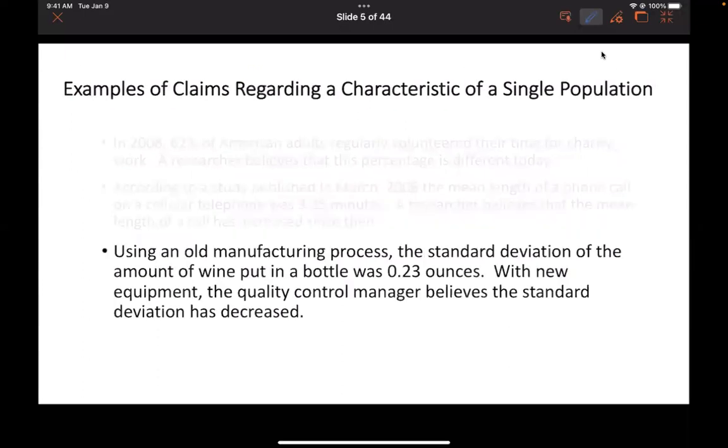Lastly, using an old manufacturing process, the standard deviation of the amount of wine put in a bottle was 0.23 ounces. With our new equipment, the quality control manager believes the standard deviation has decreased. So they had their standard deviation, and now they have new equipment. They're going to try to show that the standard deviation is better now. So these are 3 different ways that they can make a hypothesis. There's no math here yet. You don't have to use any of your tools yet. These are just showing you statements of hypotheses.